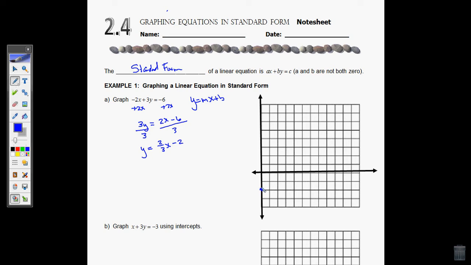Now I need my slope. My slope is going to be 2/3. So I'm going to go a rise of 2 and a run of 1, 2, 3. A rise of 2 and a run of 1, 2, 3. Then I can draw my line through it. There we are. That's my equation, graphed from standard form.